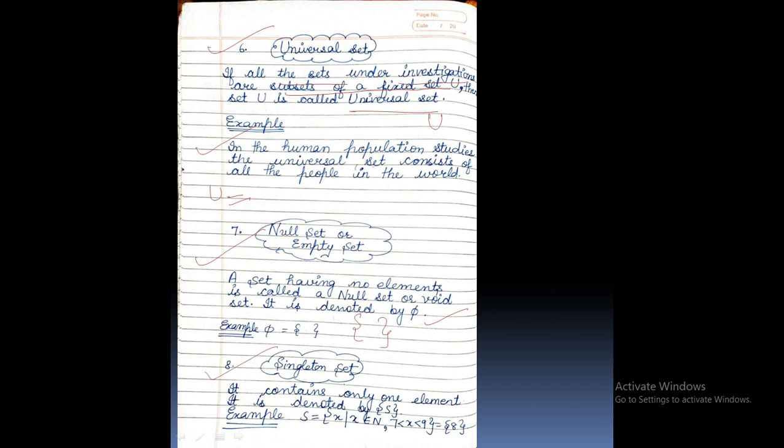Now next is a singleton set. It contains only one element. If in any set only one element is given, that is known as singleton set. For example, here we are given S in curly braces. This is a single element, and here S in curly braces we can say that X belongs to N, where 7 is less than X is less than 9. That means the number 8 will be here. This is a singleton set.